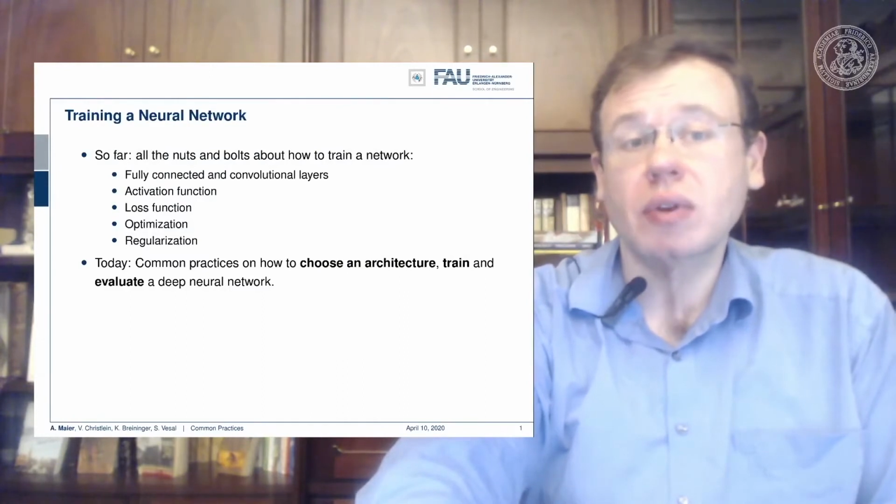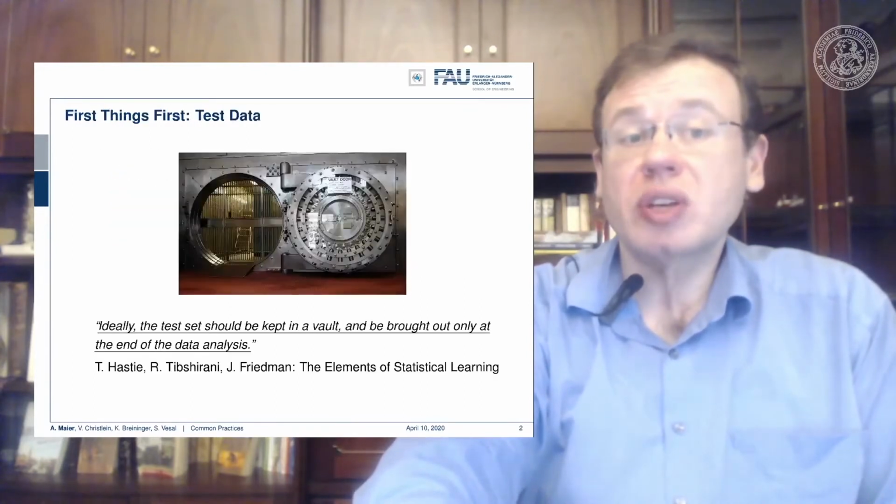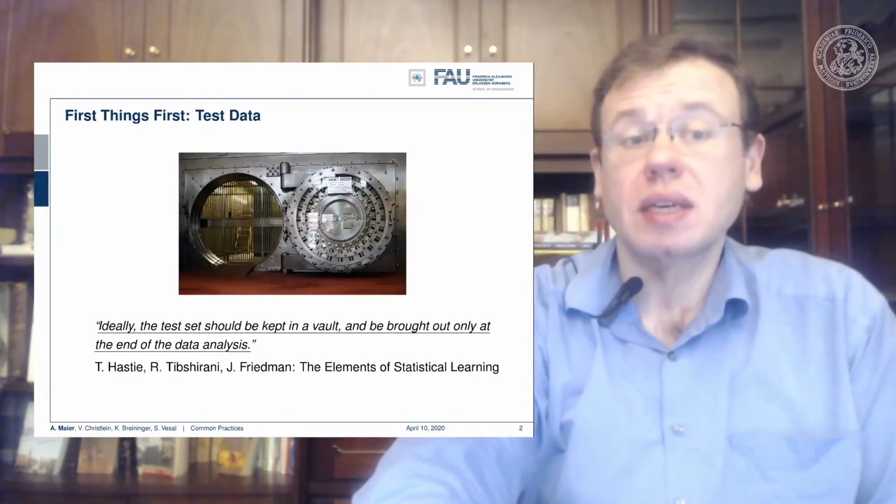Okay, so far we have seen all the nuts and bolts of how to train the network. We have the fully connected and convolutional layers, the activation function, the loss function, optimization, regularization. And today we will talk about how to choose the architecture, train and evaluate a deep neural network. And the very first thing is test data. Test data goes into the vault.